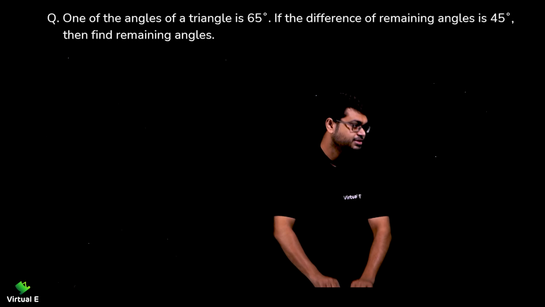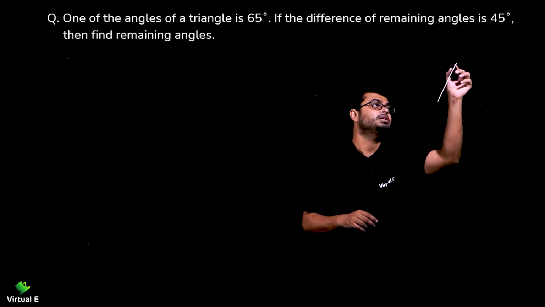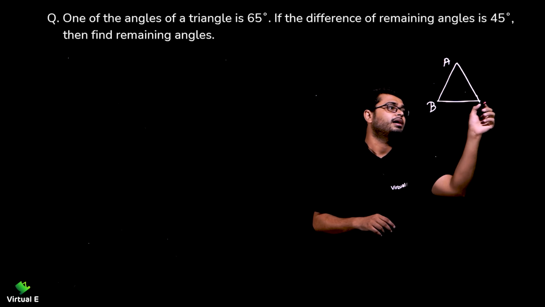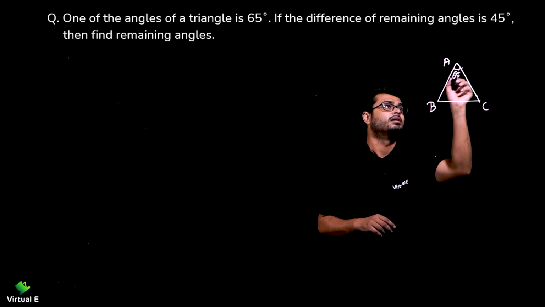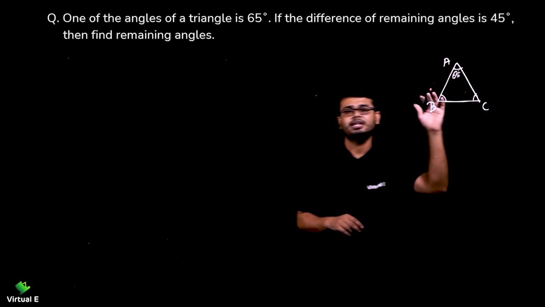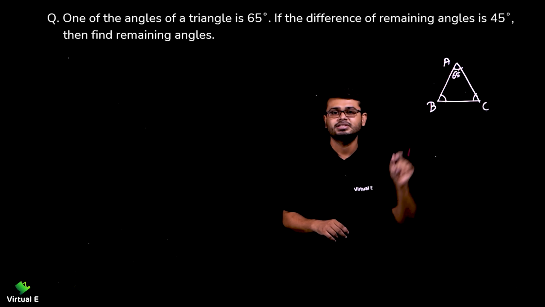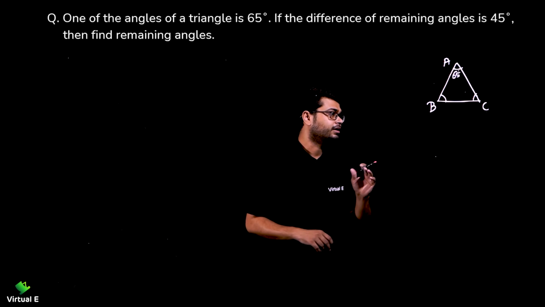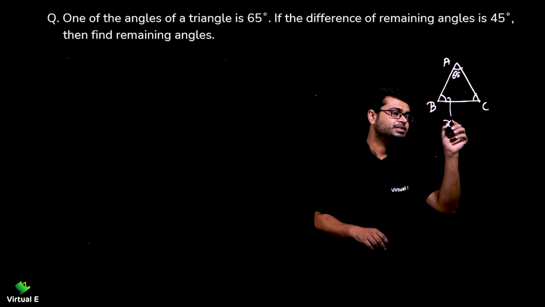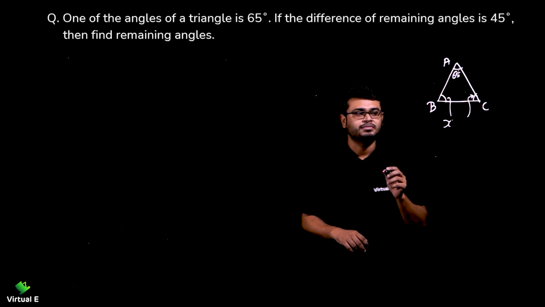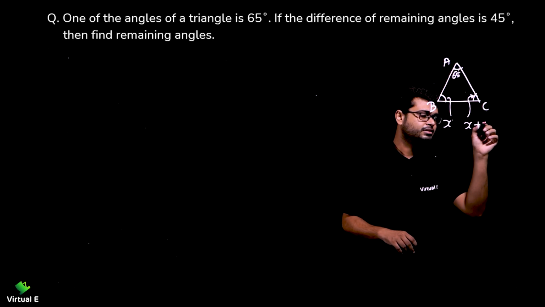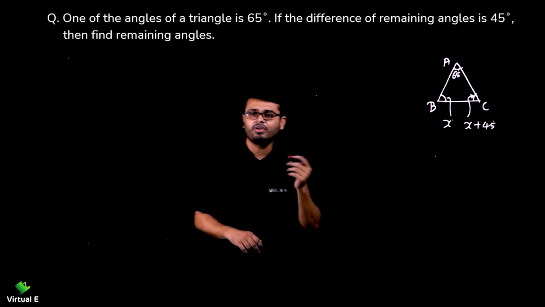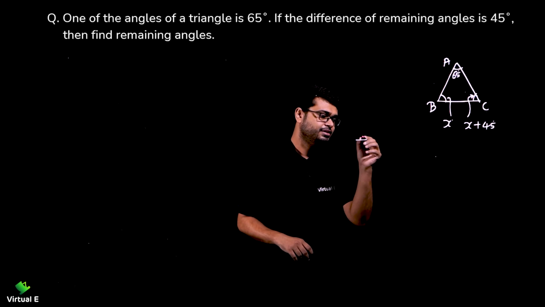Okay, so let's start. Let's take triangle ABC, just for understanding, A, B and C. Let's say this is 65. There is one relation given: the difference between angle B and angle C is 45 degree. So how can we take it? If I take this angle as x degree, what will be the value of this angle? This will be greater by 45 degree, because if I subtract them, I'm going to get 45 only.